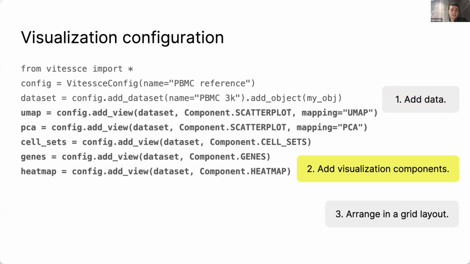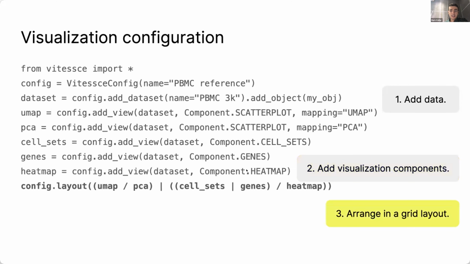We want the scatter plot component, and then some extra parameters in this case would be to specify the dimensionality reduction that we are using for the scatter plot. We might add the cell set manager component and the gene manager to select cells and genes. And we can add a heat map visualization, and then we can use like syntax in Python to lay this out in a grid. So the slashes are vertical concatenation, and the pipes are horizontal concatenation.